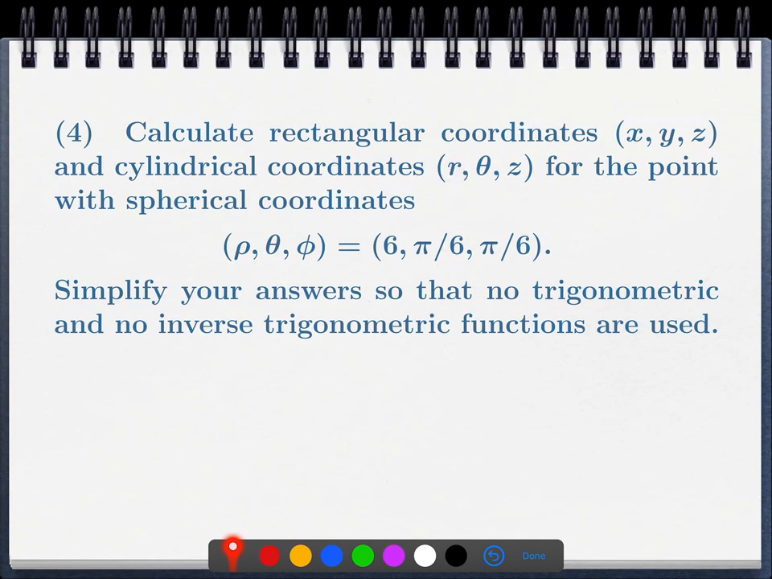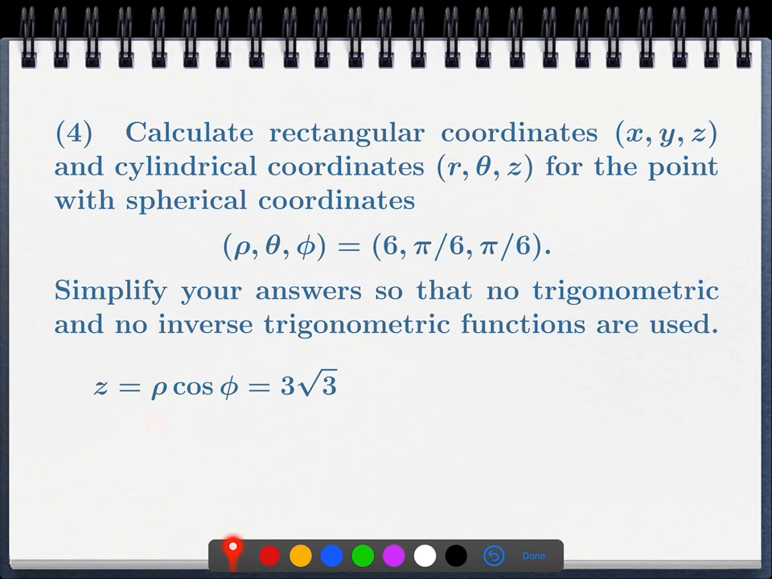So let's go ahead. What should we do first? Well, z and r are the things you really should be doing first. They're a little bit easier to compute. Z is rho cosine of phi. Rho is given as 6. Phi is pi/6. And the cosine of pi/6 is square root of 3 over 2. So we're going to have square root of 3 over 2 times 6, or 3 root 3. Again, that's just 6 times the square root of 3 over 2.